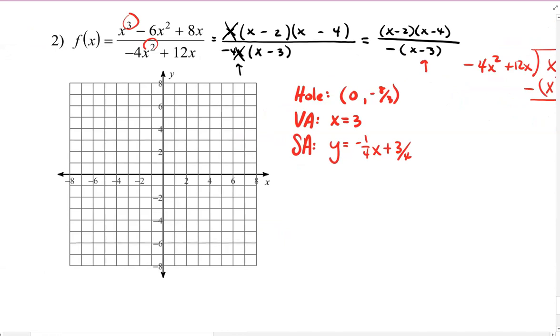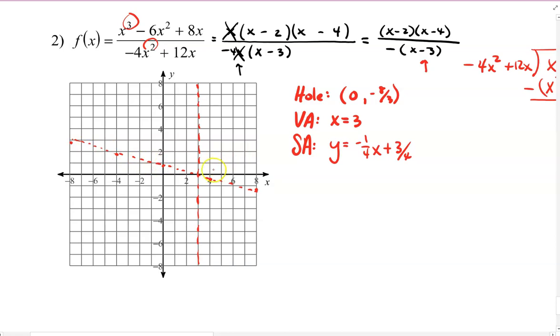So I can now sketch these components. We have a vertical asymptote at x equals 3. We have a slanted asymptote at negative 1/4 x plus 3/4. Now that's kind of hard to draw here, but if that's 3/4, I can drop down 1 and over 4, place another dot, down 1 and over 4 and place another dot. And it kind of looks like we have this slanted asymptote through here. And then up 1 and over 4, up 1 and over 4 would show up here. So there's our slanted asymptote.